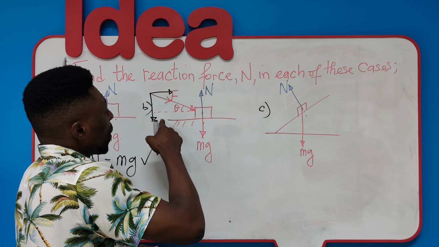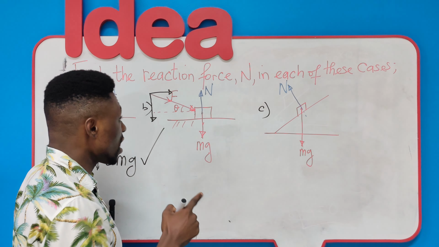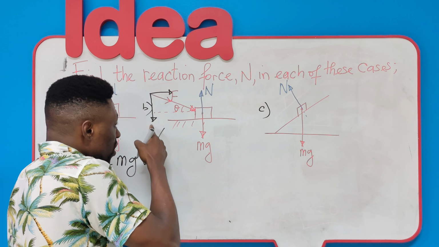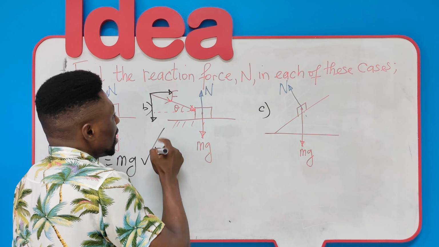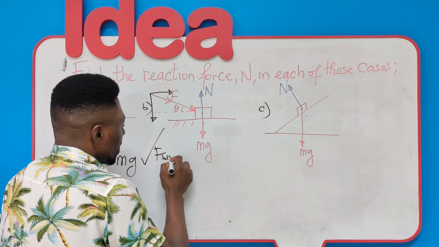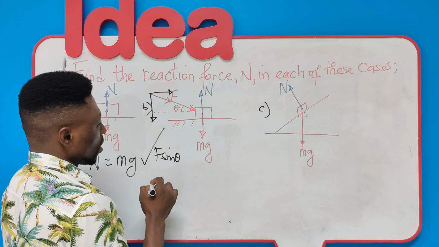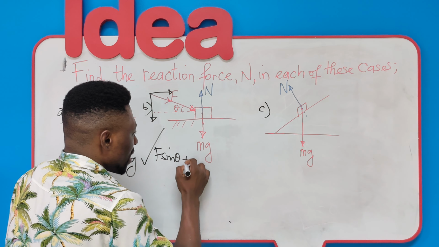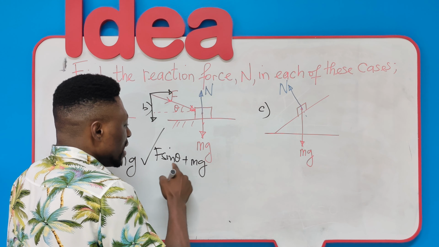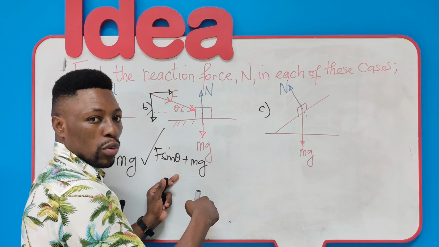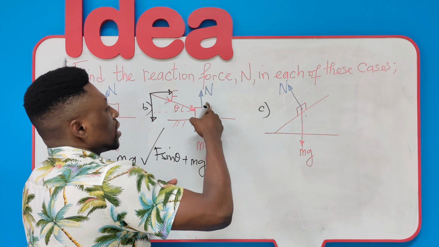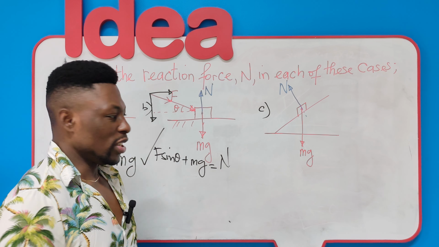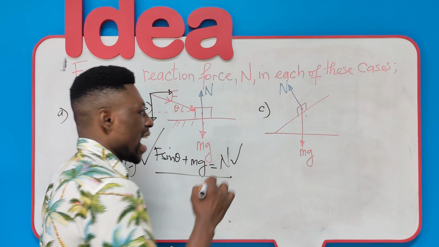In accordance with the Pythagorean theorem for forces, the component of force F along this plane is going to be F sine of this angle. So right now we have two forces acting downward, F sine theta plus mg. These are the two forces acting downward, which should equal the only force acting upward, which is N. So in this case, this is what N is.